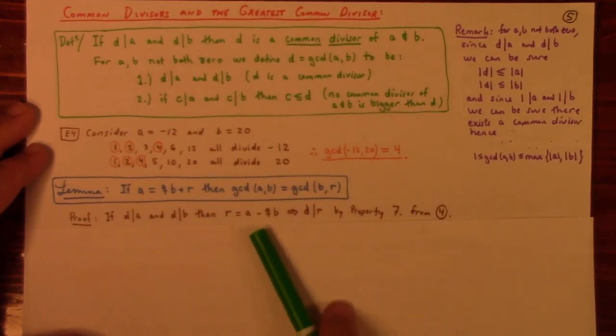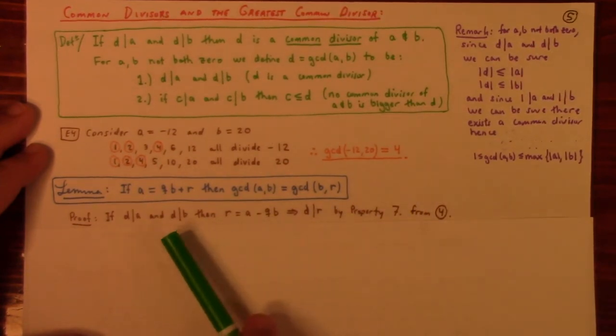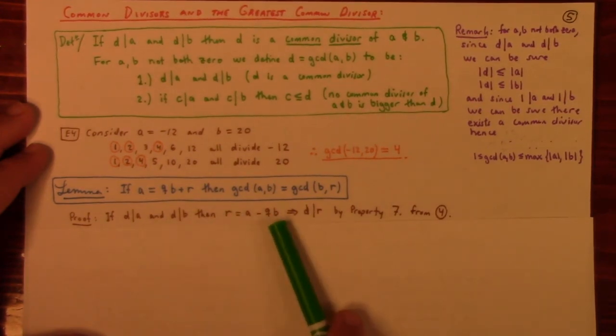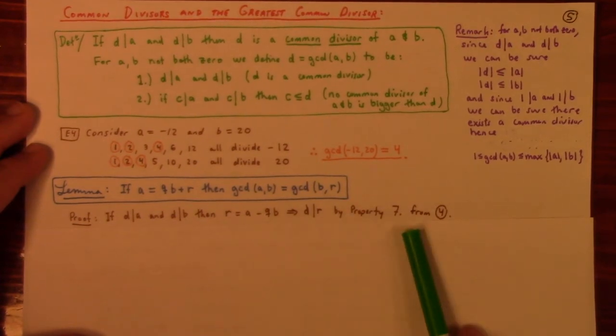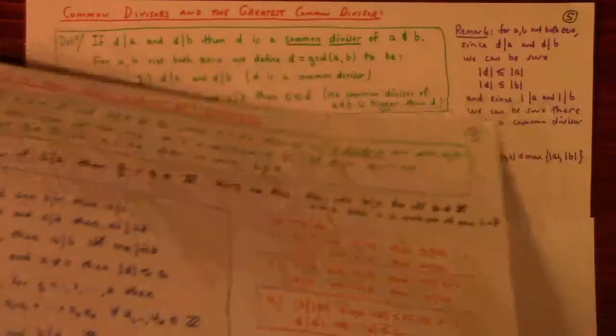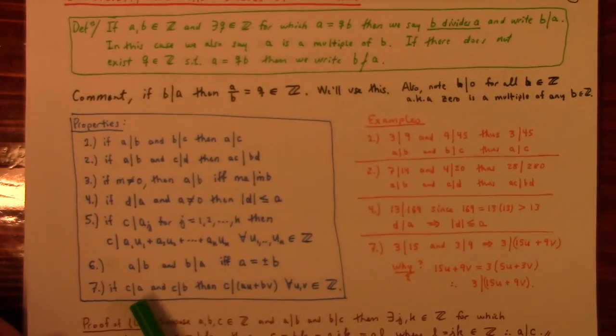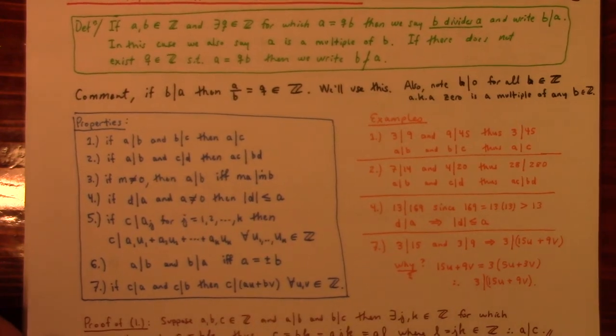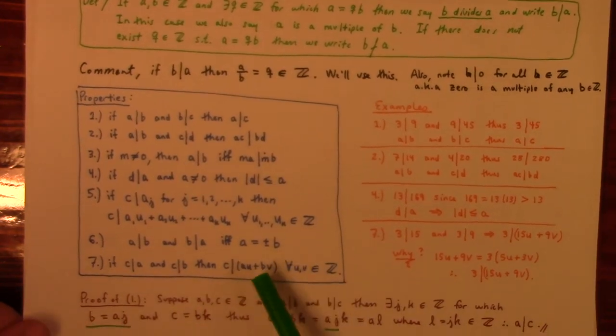So we have R as A minus QB. And so since D divides A and D divides B, it follows that D divides this by property 7 from page 4. Property 7 was this one: if C divides this, C divides that, then it divides any linear combination of them, so we're using 7 here.